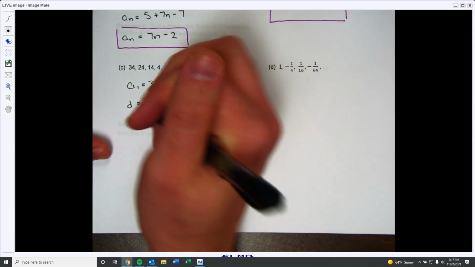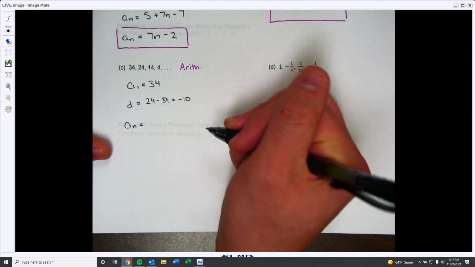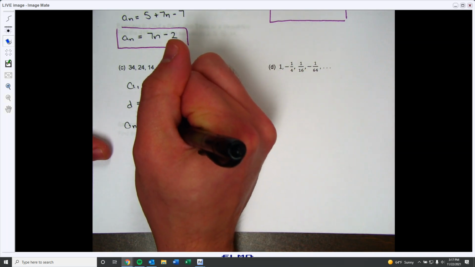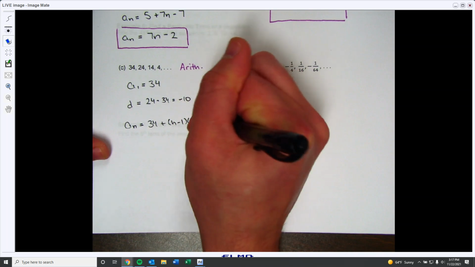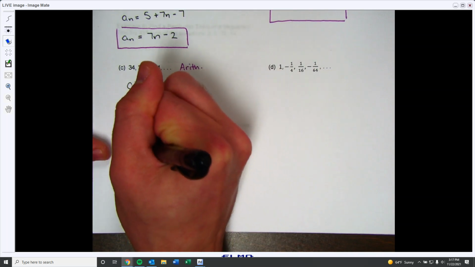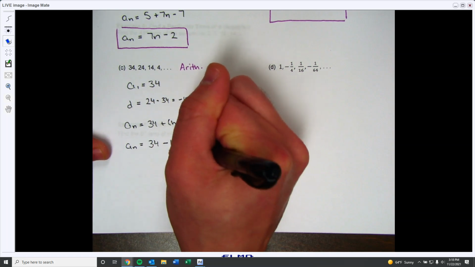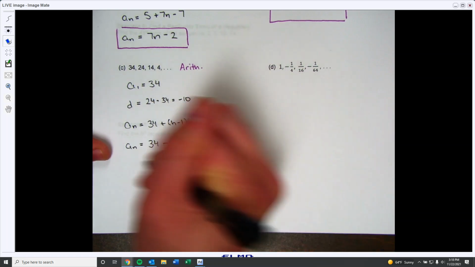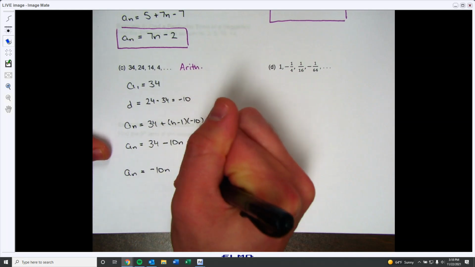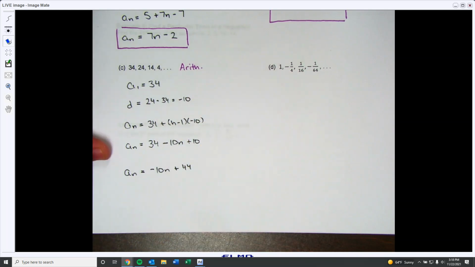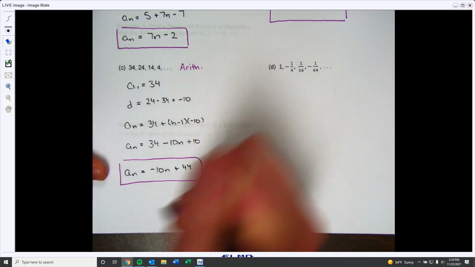Got it? Okay, so finding everything I need, my formula for this, an is going to be equal to 34 plus n minus 1 times negative 10. Distributing my negative 10, I have 34 minus 10n plus 10. And now my final answer is going to be negative 10n plus 44. And we are done.